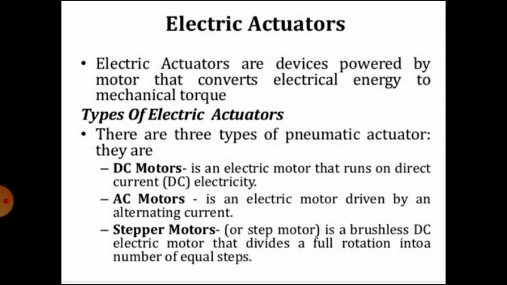Then electric actuators. Electric actuators are devices powered by a motor that converts electrical energy to mechanical torque. There are three types of electric actuators: DC motors, AC motors, and stepper motors. A DC motor is an electric motor that runs on direct current electricity. An AC motor is an electric motor driven by an alternating current, and a stepper motor is a brushless DC electric motor that divides a full rotation into a number of equal steps.